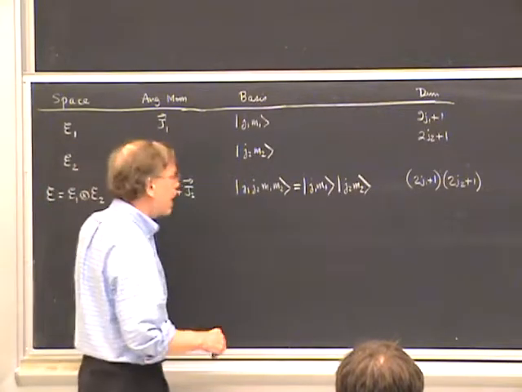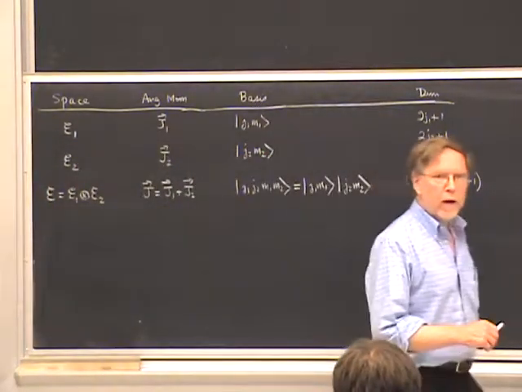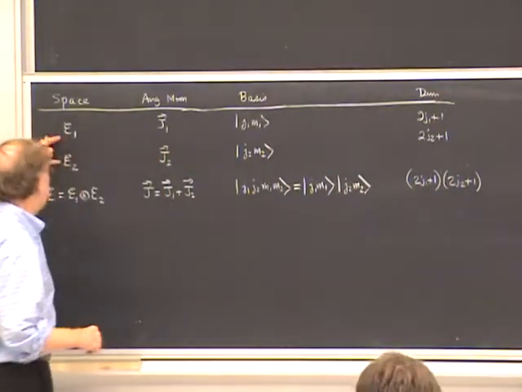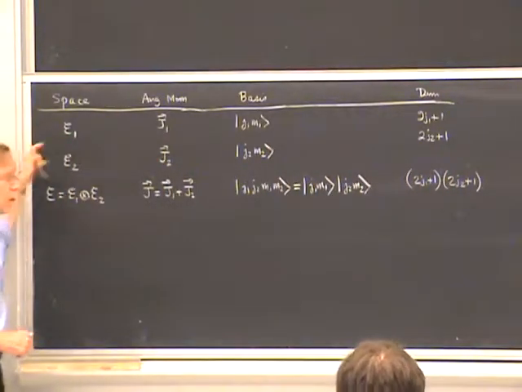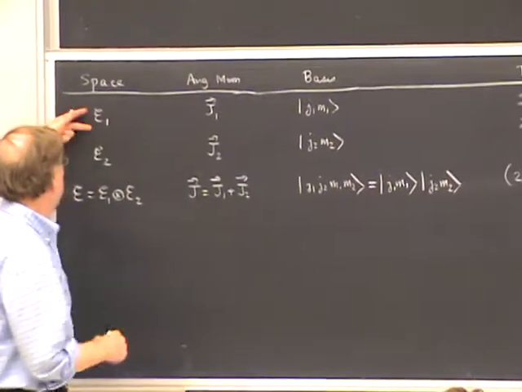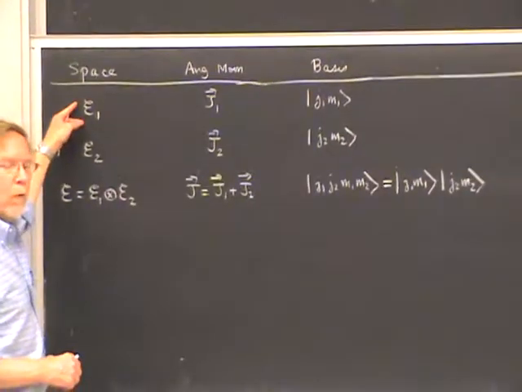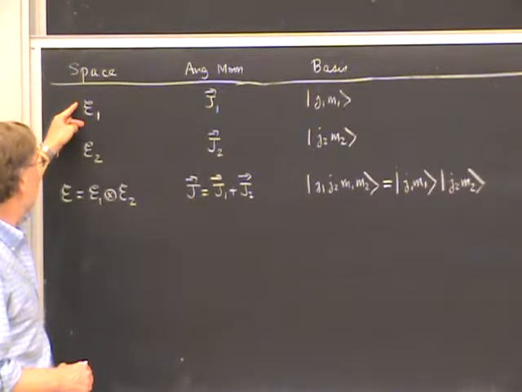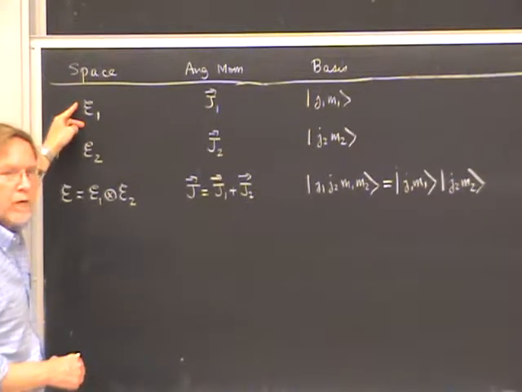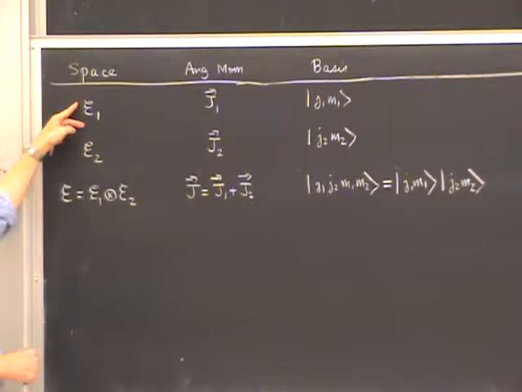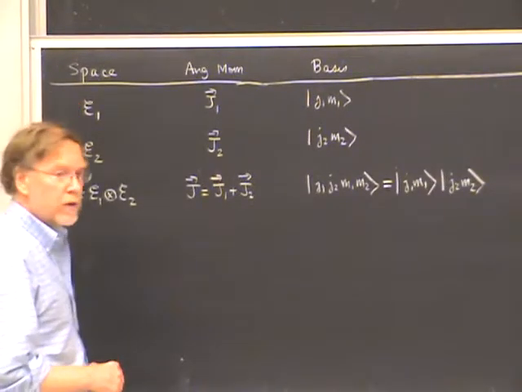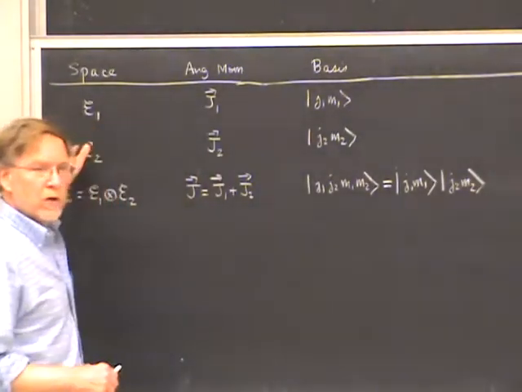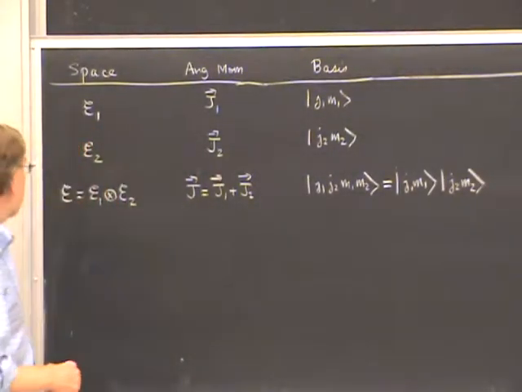These are assumed to satisfy the standard angular momentum commutation relations, and by exponentiating them, you get corresponding rotation operators that act on these two spaces. So in our spin-orbit example, E1 could be a space of orbital wave functions where only the magnetic quantum number is variable, so you have a 2L plus 1 dimensional space, and the other quantum numbers N and L are fixed. And then E2 would be the space of the spin of the particle, which of course also involves just a simple angular momentum.